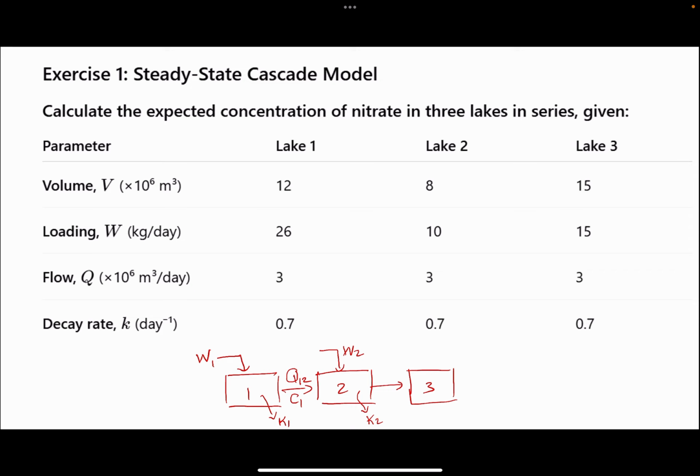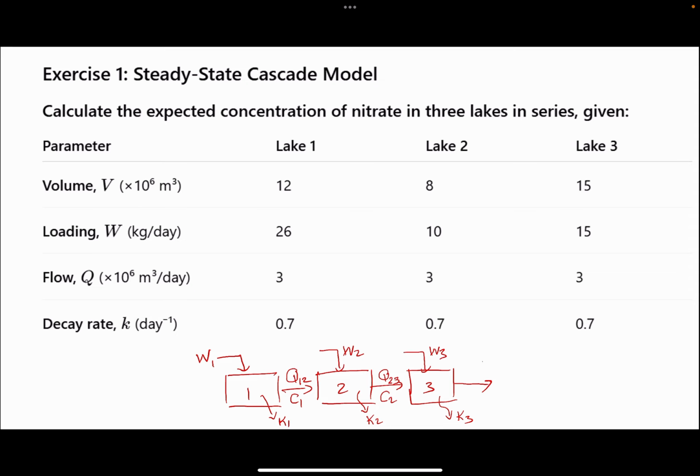Same thing here. Now here you will have a flow rate Q23, lake 2 going to lake 3. And this is the concentration of lake 2 going to lake 3. It's not even treated in lake 3. And then lake 3 has a loading, W3. And then the degradation rate is K3. Again, K3 of lake 3 is 0.7 per day, which is the same as K2, same as K1.